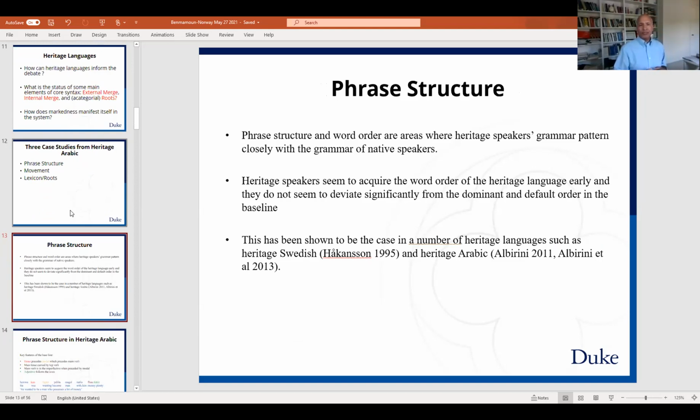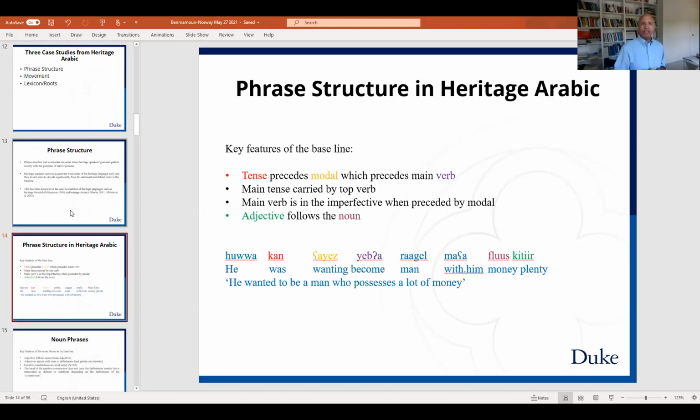So when you look at phrase structure, so merge, this is an area where heritage speakers, Arabic heritage speakers, seem to pattern quite closely with native speakers, as we have seen. The heritage speakers of Arabic, for example, acquire the word order of Arabic, the SVO, VSO order, for example, the noun phrases. I will show you that in a minute. And this has been shown in a number of languages. You are going to find differences, depending on the options that you have with regard to word order. But in general, if you have an unmarked word order, they are going to acquire it and maintain it, as you will see. So for example, let's look at this in Heritage Arabic.